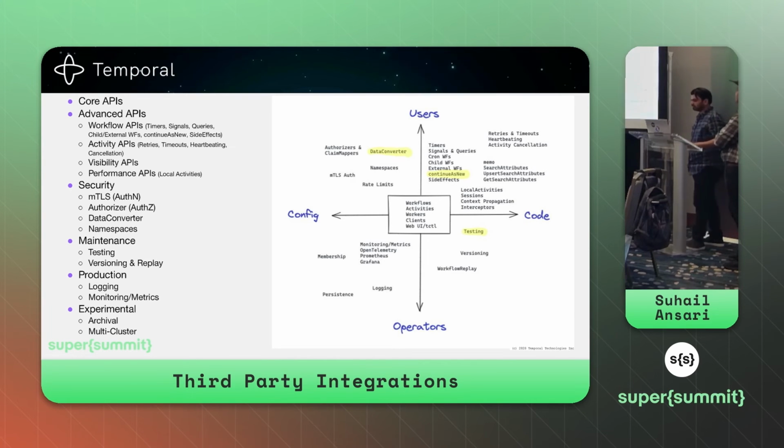But apart from these core APIs, it has multiple security options, auth and auth maintenance, and testing and versioning. It's also production ready in that it provides all the metrics for logging and monitoring, and it's constantly being developed. The community is active. They're coming up with multi-cluster and archival. So that's a good summary of what temporal can do. We just covered the core APIs given the time that we have.